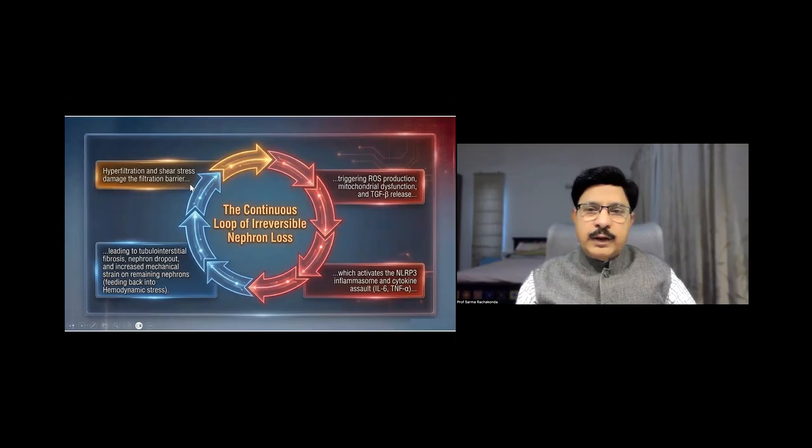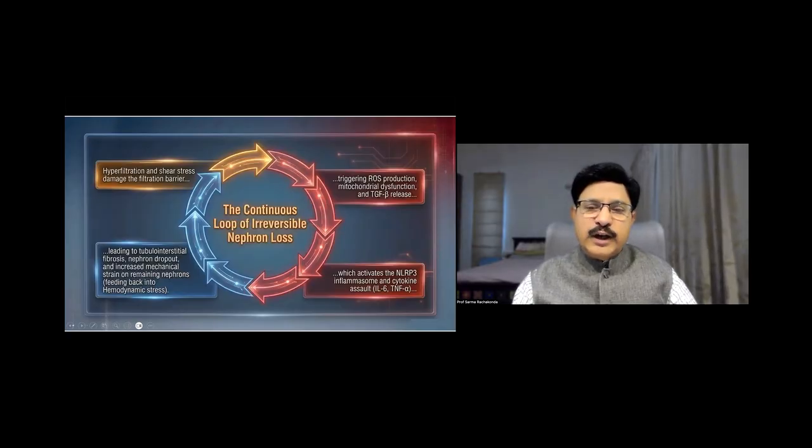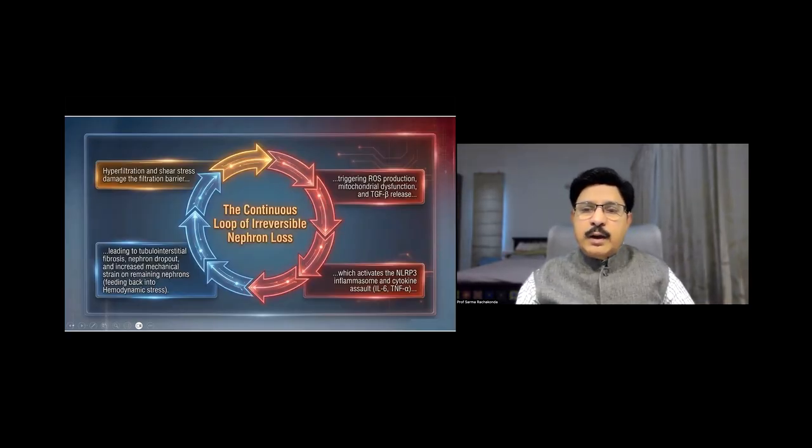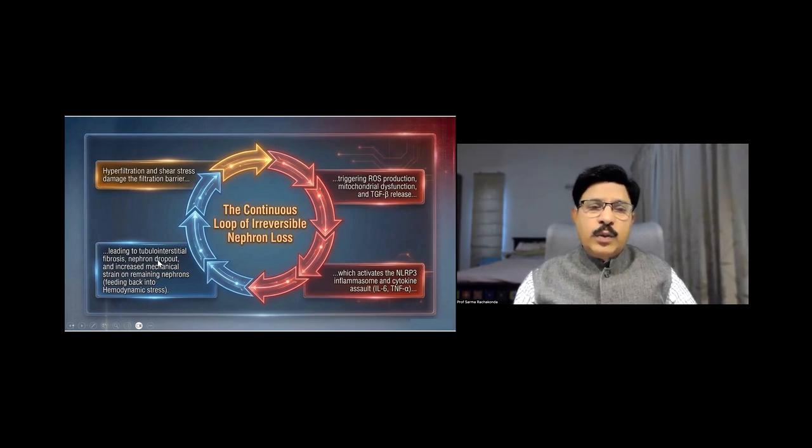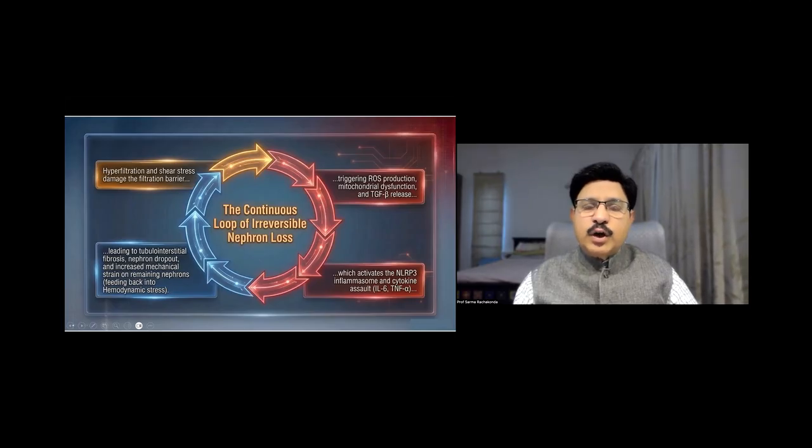Now let us see the continuous loop of irreversible nephron loss: hyperfiltration, shear stress, damage to the filtration barrier, triggering ROS production, mitochondrial dysfunction, TGF beta release. This is the inflammasome or the cytokine part, which activates the NLRP3 inflammasomes and cytokine assault, interleukin 1 and TNF alpha. All these lead to tubulointerstitial fibrosis, nephron dropout, increased mechanical strain on remaining nephrons, leading back into hemodynamic stress. This is the summation of this continuous loop of irreversible nephron loss.